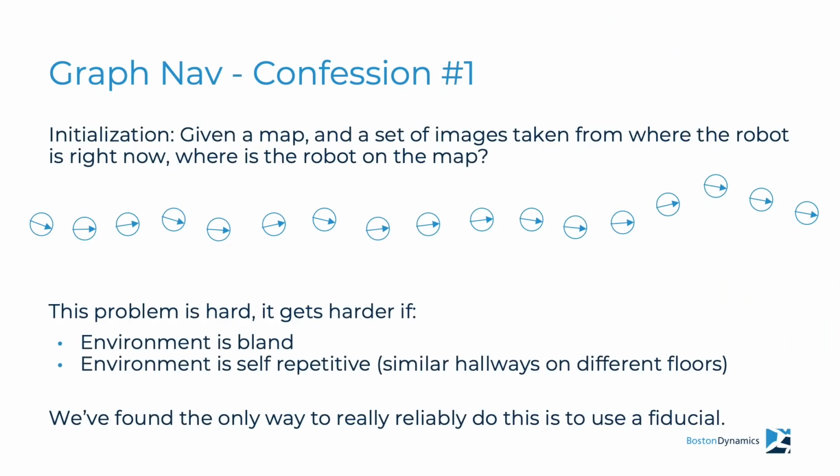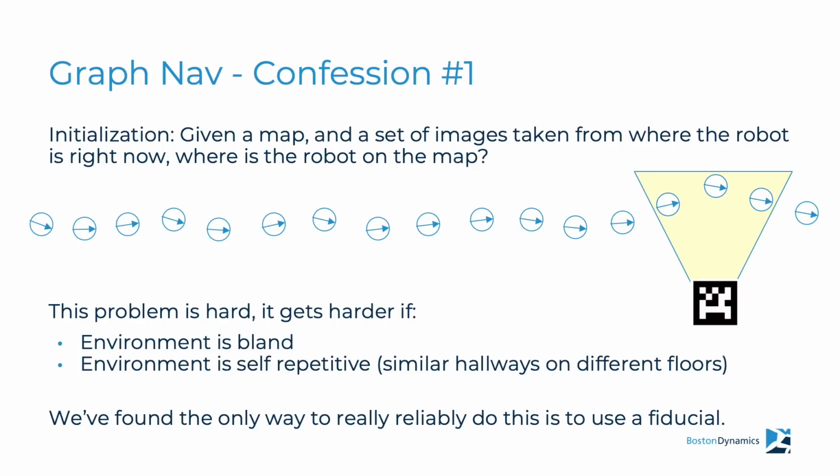Confession number one. We haven't really talked about initialization yet at all during this talk. Initialization is the process of uploading a map that you took 3 weeks ago and telling the robot where it is on that map. We have a bunch of ways to do this, but the way that we found to be most effective is to use a fiducial.